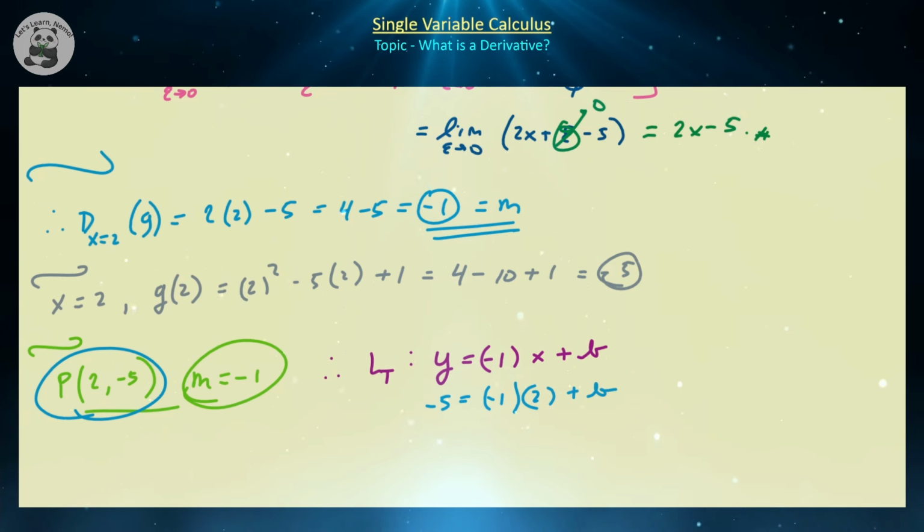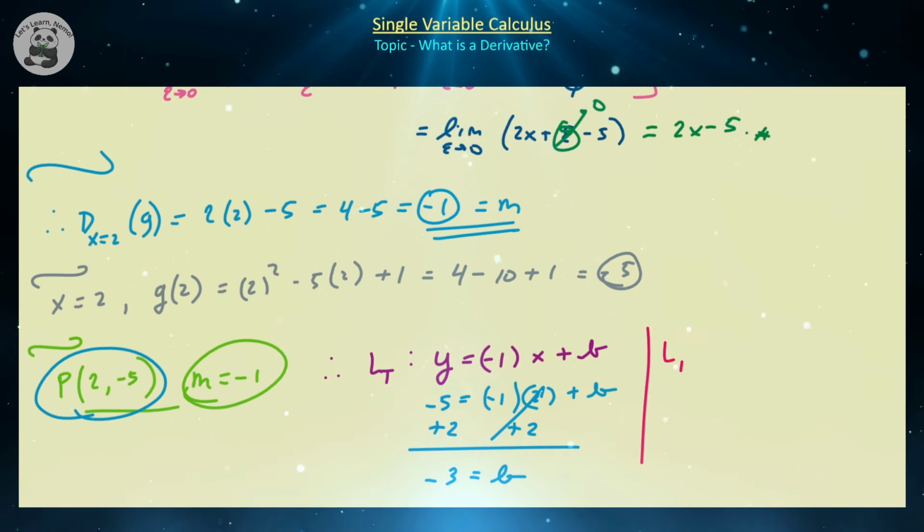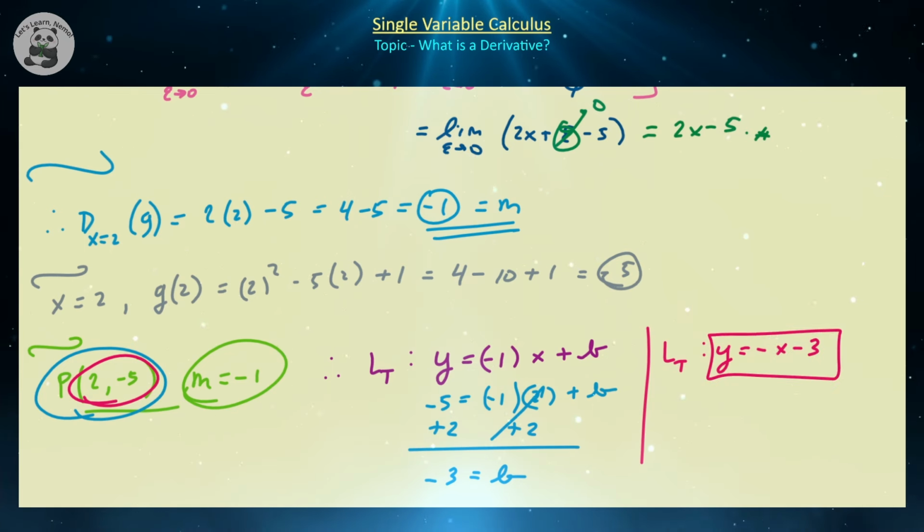So we have negative 2 on the right-hand side, so we can add 2 to both sides of that equation. So we're going to have minus 3 is equal to the vertical intercept. Therefore, the equation of the line tangent to the curve at the point (2, minus 5) is going to be given by the equation y is equal to minus x minus 3. Right? So that's our equation of our tangent line.